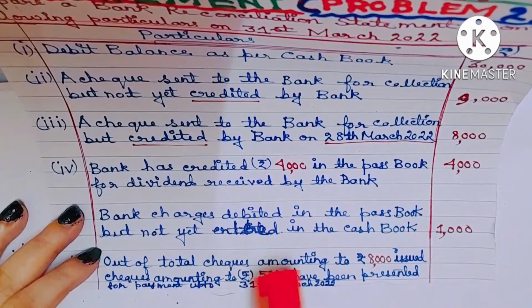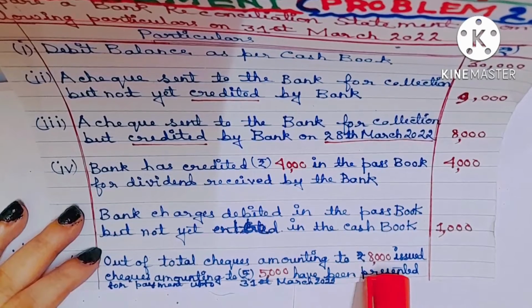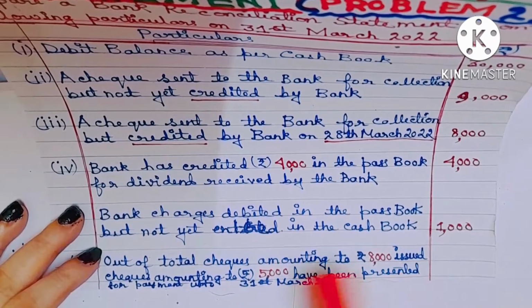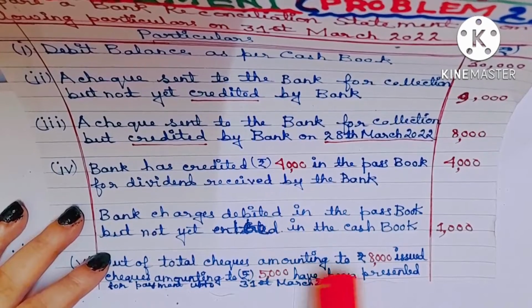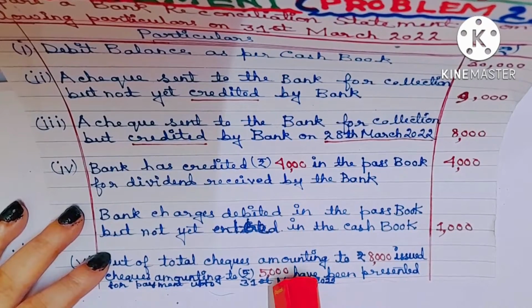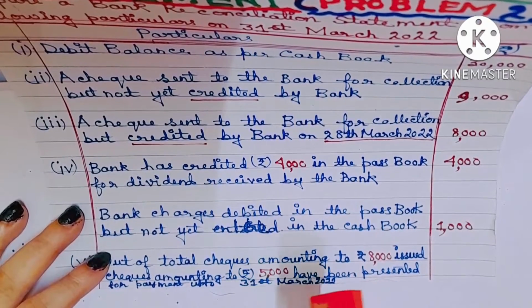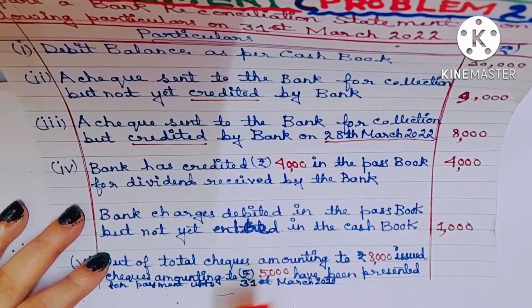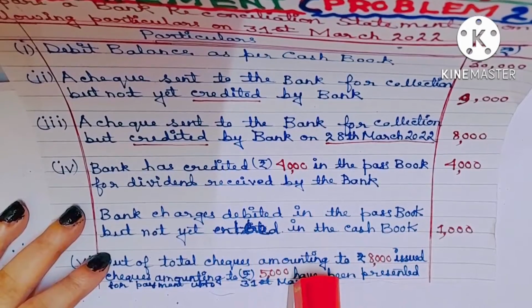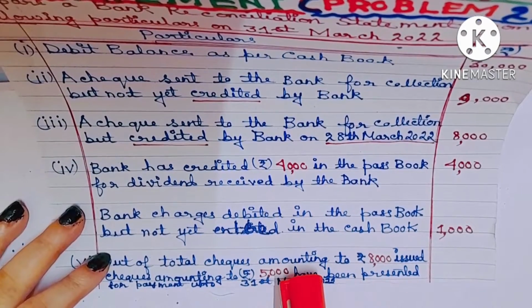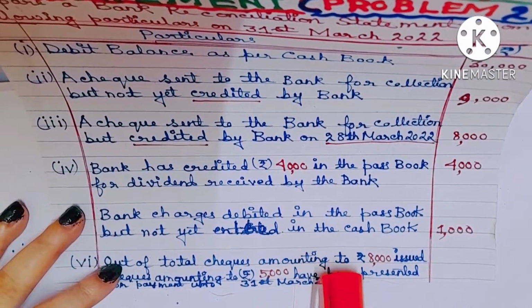Similarly, out of the total checks amounting to rupees 8,000 issued or paid to the creditor, the checks amounting rupees 5,000 have been presented for payment within 31st March 2022. So we don't have to add or less rupees 5,000. Just ignore rupees 5,000. But there was another check. What is the amount? 8,000 minus 5,000. So there was another check amounting to rupees 3,000.